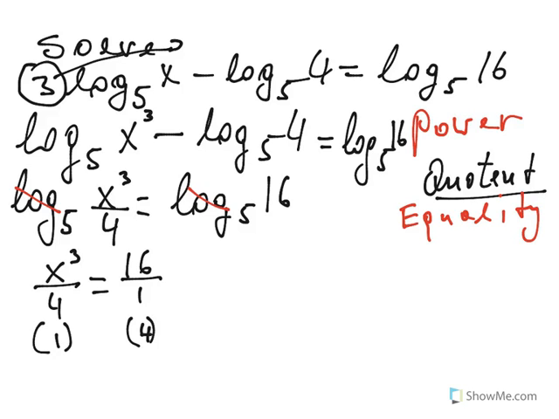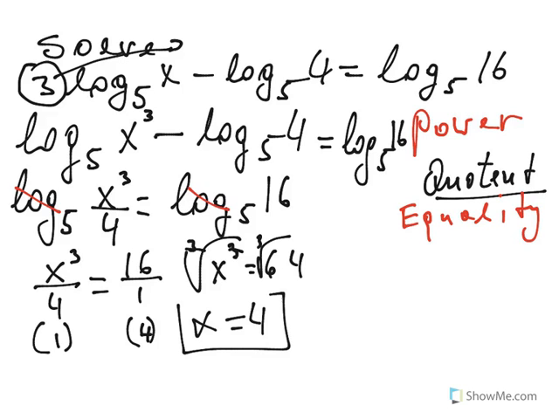And now it's our job to solve that cubic equation. So we are going to have x to the third equals 64. I have to take the cube root on both sides. So x itself equals 4.